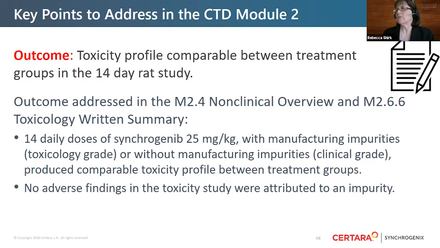The outcome of the study was that the toxicology profile was comparable between the two treatment groups in the 14-day rat study. These results were discussed in detail in Module 2.4, the non-clinical overview, and Module 2.6.6, the toxicology written summary. The sponsor was able to state that 14 daily doses of Synchrogenib at 25 mg per kg, with manufacturing impurities, in other words the toxicology grade, or without manufacturing impurities, the clinical grade, produced a comparable toxicity profile between the two treatment groups. So the sponsor could conclude that no adverse findings in the toxicity studies were attributed to an impurity.